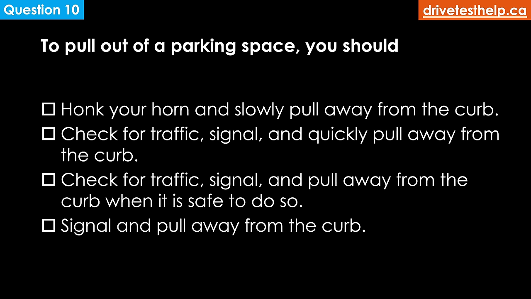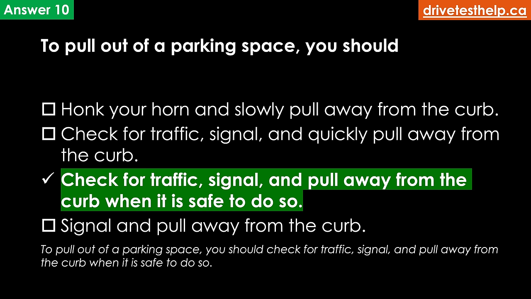To pull out of a parking space, you should: honk your horn and slowly pull away from the curb; check for traffic, signal, and quickly pull away from the curb; check for traffic, signal, and pull away from the curb when it's safe to do so; or signal and pull away from the curb. The correct answer: check for traffic, signal, and pull away from the curb when it's safe to do so.